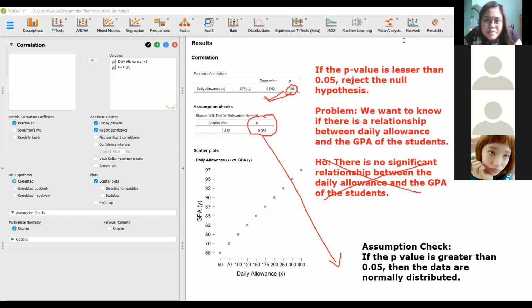Questions about sa paggamit sa software, whether you do manual computation or you utilize our software, dapat parehas lang atong result and parehas lang atong conclusion. Okay? So this is our decision rule, ha? Ayan. If the p-value is lesser than 0.05, reject the null hypothesis.